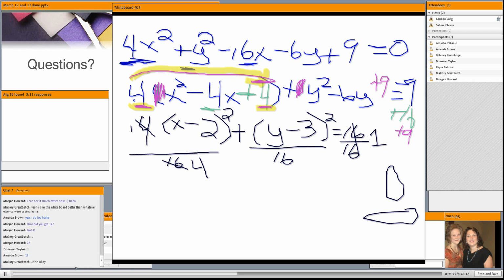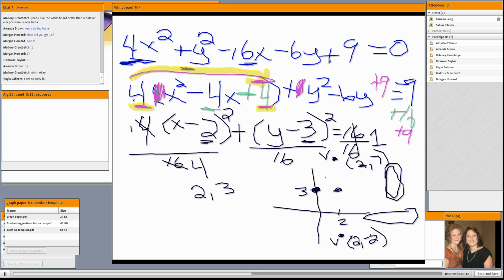Done. Now I'm going to go left and right 2 because remember this is like 2 squared and it's under the x. So from the center I'm going to go out 2 this way and out 2 this way. That puts this co-vertex at 4, 3, just counting, and it puts this co-vertex at 0, 3. And now we're just going to connect the vertices and the co-vertices, and we have a handy dandy ellipse.